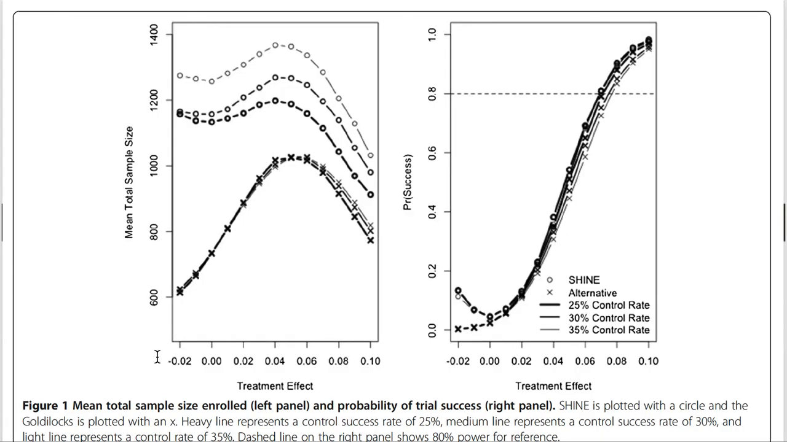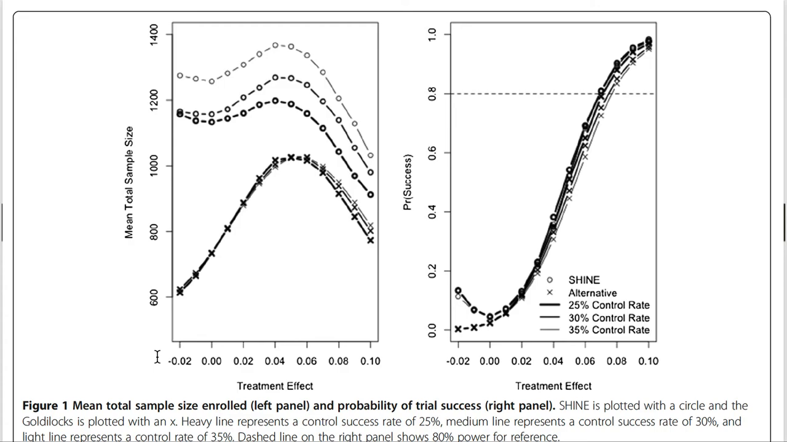And you can see here a side-by-side plot. On the left plot is the mean of total sample size, with X being the Goldilocks plot and the circle representing the SHINE plot. And the heavy line represents a control success rate of 25%. The medium line represents a control success rate of 30%, and the light line represents a control rate of 35%. The dashed line on the right panel shows 80% power for reference at the top there.